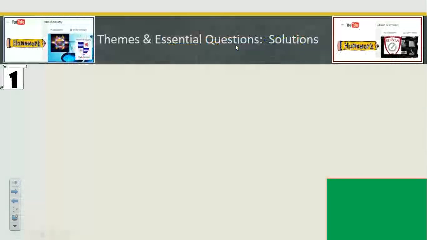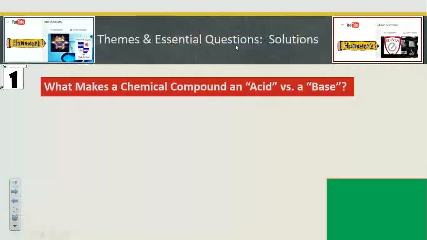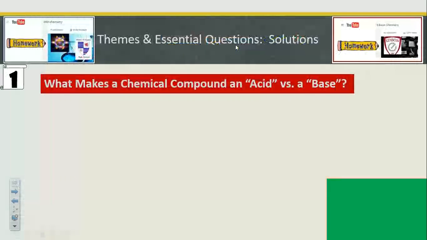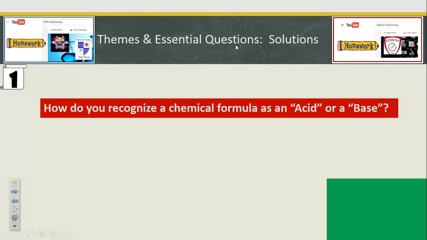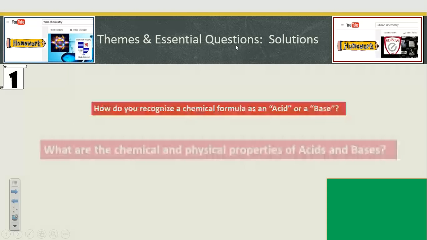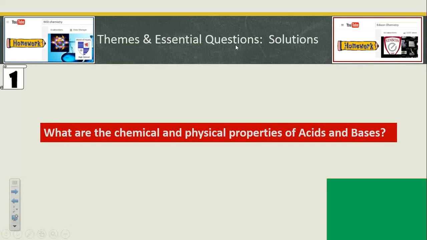First thing you want to know about, these are the essential questions we're coming through here. What makes a chemical compound an acid and not a base? Okay, that's a big question. Second question kind of plays off of that one. How do you recognize acids and bases just based on their formulas? There's a few key indicators that let chemists know, oh, that's an acid, oh, that's a base, and off it goes. Okay. Next thing, what are the properties of acids and bases?